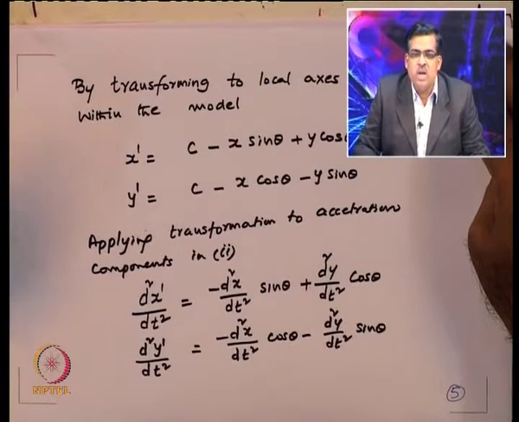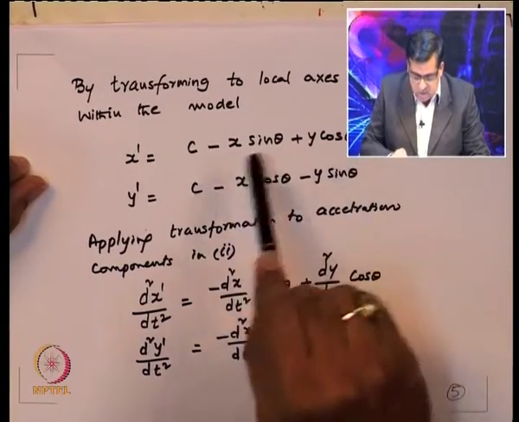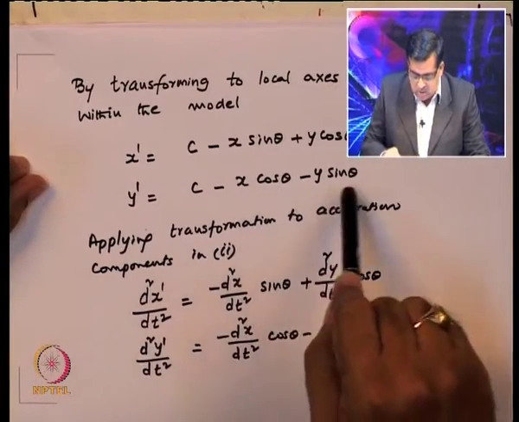So x dash is along the x axis of the model, that is the horizontal axis of the model, and y dash is along the vertical axis of the model. So we can write x dash is equal to c minus x sin theta plus y cos theta, where c is a constant, and y dash is equal to a constant minus x cos theta minus y sin theta.